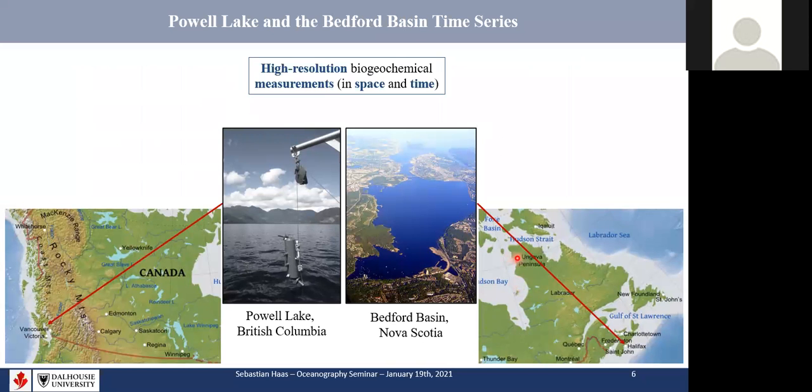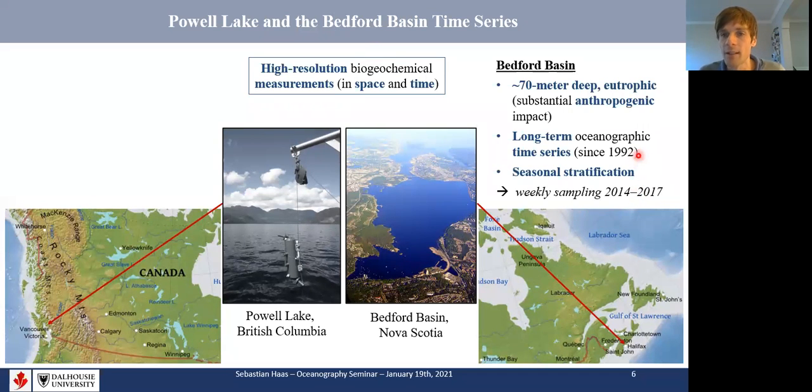These methods I applied to two different field sites, Pow Lake in British Columbia and the Bedford Basin right next to Halifax. Bedford Basin is a 70-meter deep, eutrophic, anthropogenically impacted coastal basin, where the BIO has been running their weekly time series since 1992. And due to the seasonal stratification that causes a lot of seasonal and sub-seasonal dynamics, it's a really interesting place for a time series. And we did weekly sampling there between 2014 and 2017.